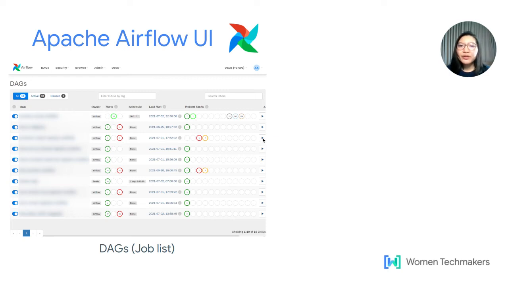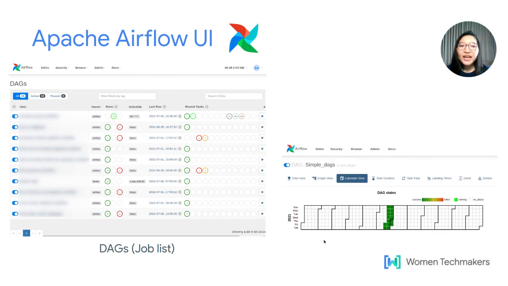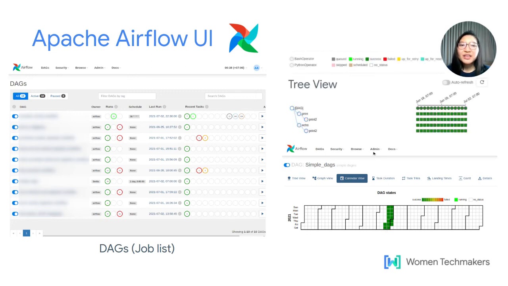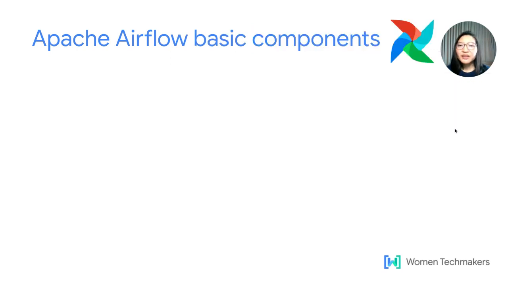The next screen is the calendar view, where you can see the execution runs in terms of a calendar, similar to a GitHub profile. And lastly is the tree view, where you can see each of your tasks in detail, how these tasks ran in the past, whether they successfully ran or failed, you can see from this diagram. Next, let me introduce you to the basic components of Apache Airflow.